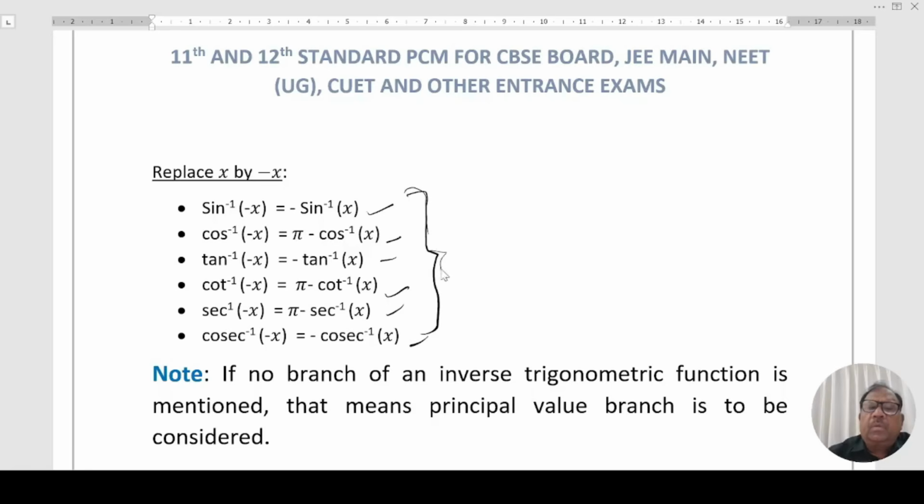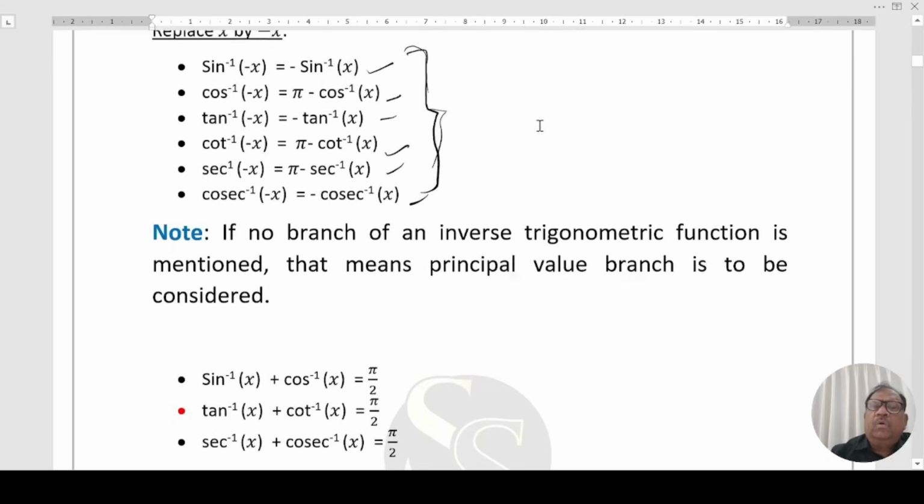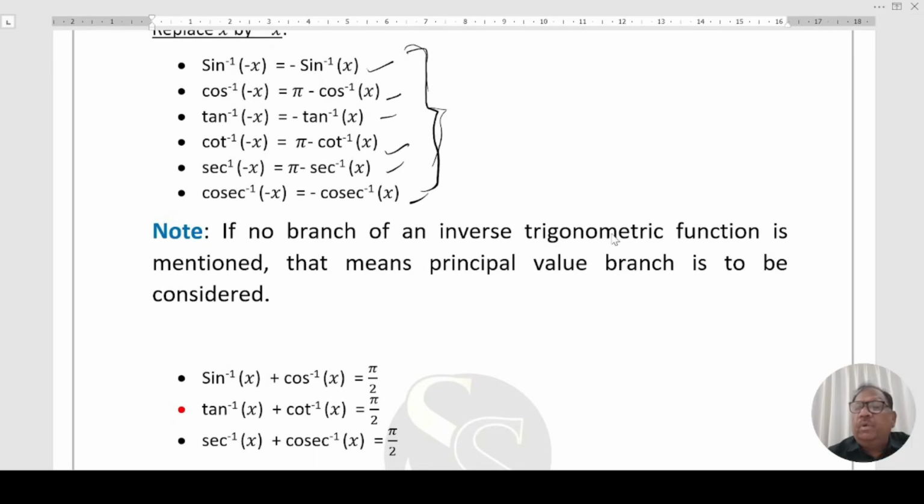These are applicable, right? Now note, if no branch of an inverse trigonometric function is mentioned, again repeating, if no branch is mentioned, that means the principal branch is to be considered. This should be known to you very well.